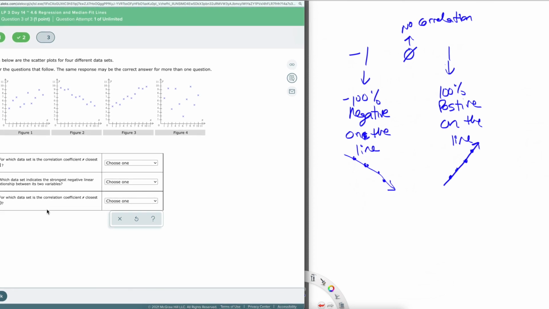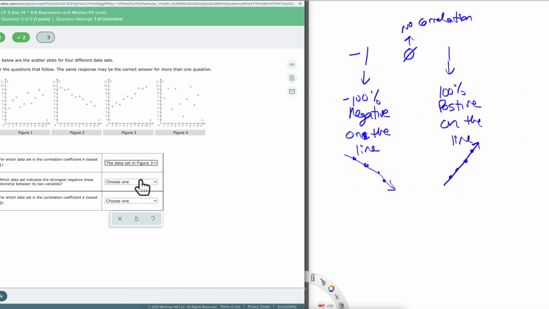So for which data set is the correlation coefficient R closest to 1? So that's +1. I want a positive relationship. So I'm going to focus on figure 1 and figure 3. Figure 2 is negative. And figure 4 is just kind of blah, it's everywhere. But 1 and 3 have a positive. They're going up from left to right. And we want the one that's closest to 1, right? Well, that means 100%. This guy is definitely closer together than these guys. They're a little bit more spread out. So I'm going to pick figure 3 because that's closer together.